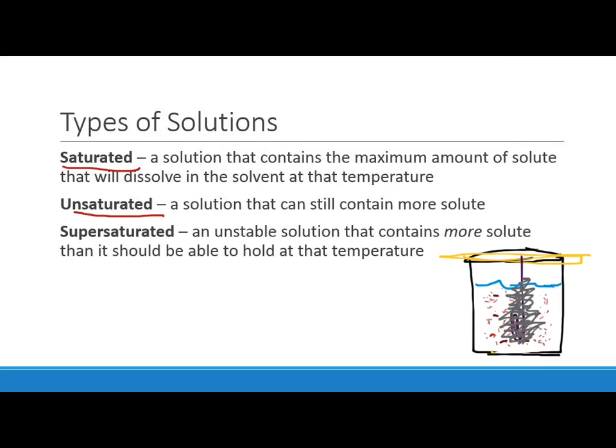Nowadays, I'm far too lazy. I just go down to the candy store and pick them up for like 75 cents or whatever, and they're delicious. But that's what we call a supersaturated solution.